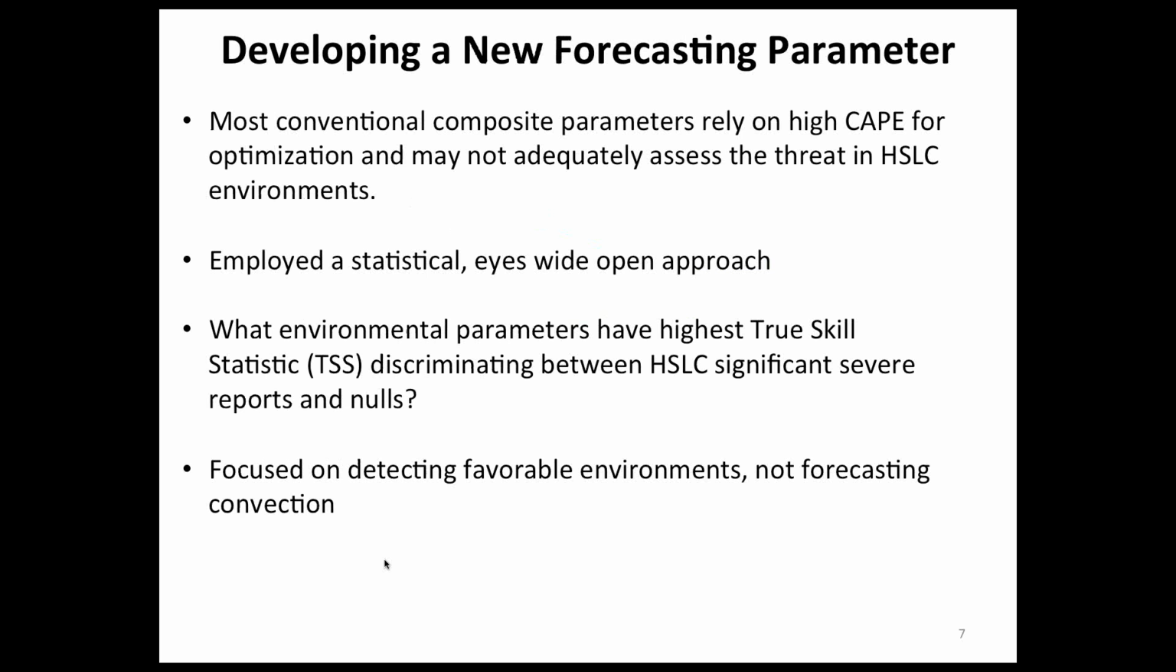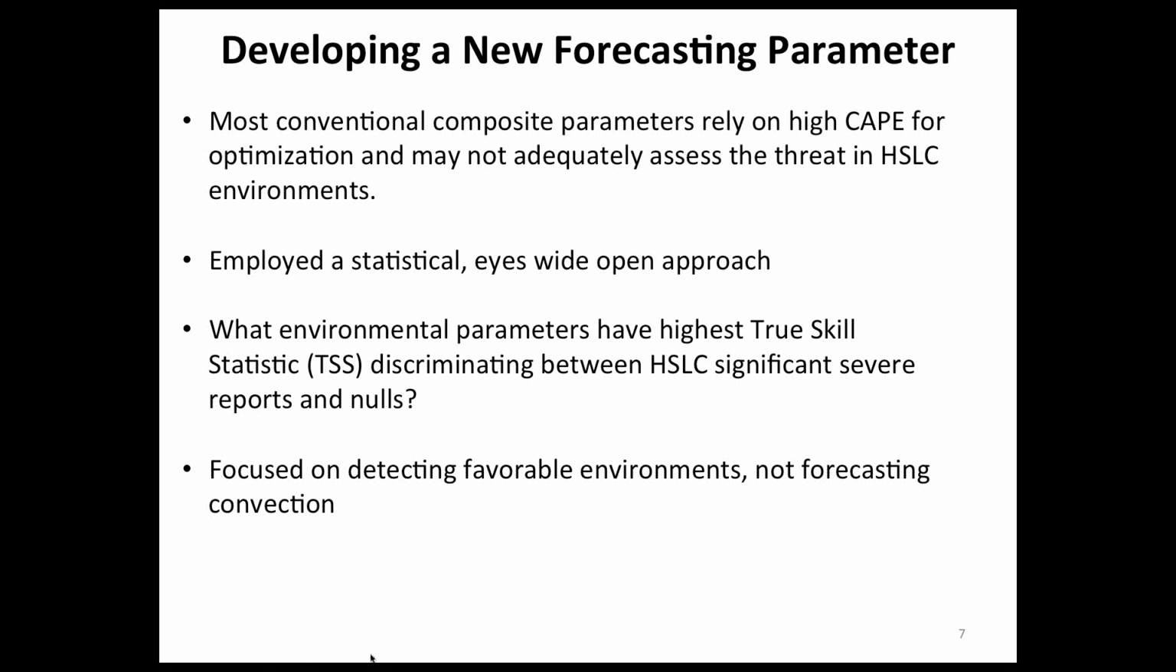So most conventional composite parameters, be it the SCP, supercell composite, EHI, so forth, they all have CAPE as a primary ingredient. So as a result of this, they struggle to adequately represent risk in high shear low CAPE environments. So in developing a new parameter, we wanted to use more of a statistical approach with no preconceived notions about what parameters may or may not exhibit skill. So basically, we tested all parameters indiscriminately.